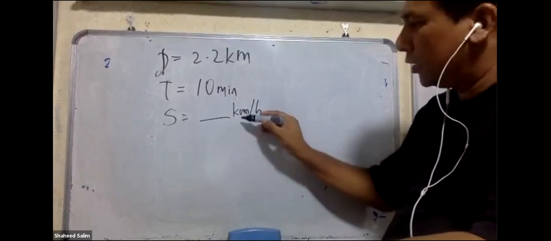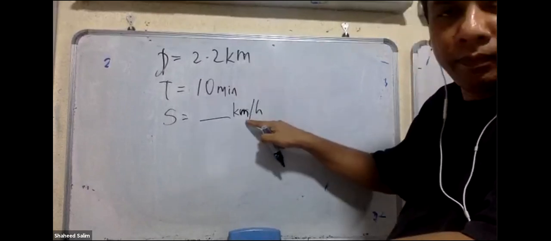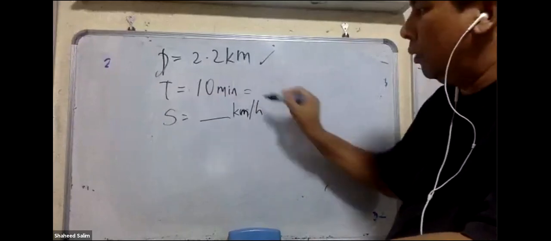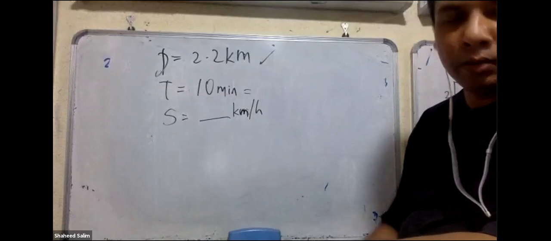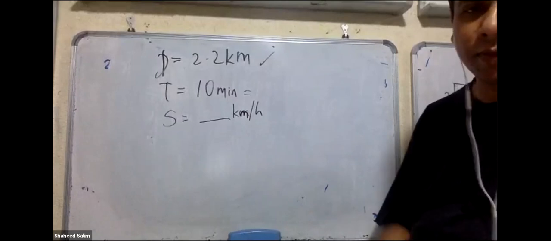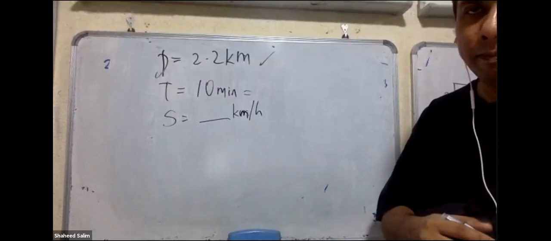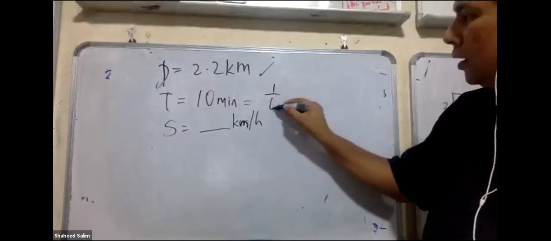Check units first. You must remember from secondary school, make sure you check the units. Is this in km? Yeah. Good. Is this in hours? No. Change it to hours. How to change to hours? Okay, don't need to use decimals, I can use fractions straight. What do you get? One over six. 1/6 hour.